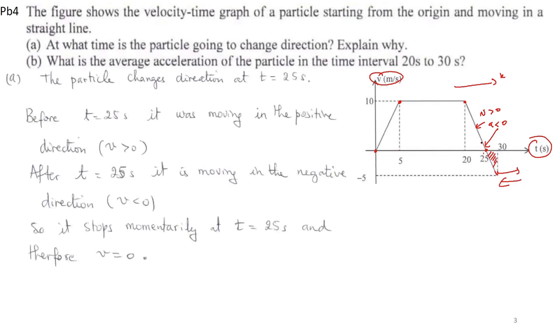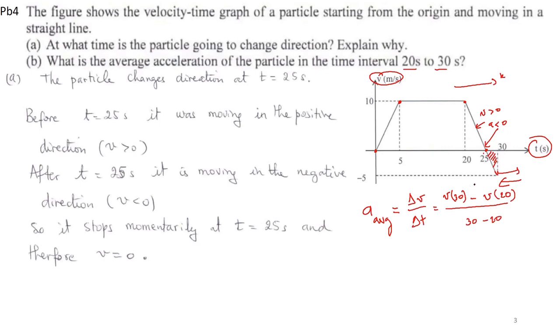Second question, what is the average acceleration of the particle in the time interval t equal to 20 seconds and 30 seconds? You know what average acceleration is. You look at your formula sheet. By the way, you have to print out your formula sheet. So average acceleration is equal to the change in velocity divided by the time interval. That means v final minus v initial. Here v final is v at t equal 30 seconds, minus v initial, which is v at t equal 20 seconds, divided by 30 minus 20.